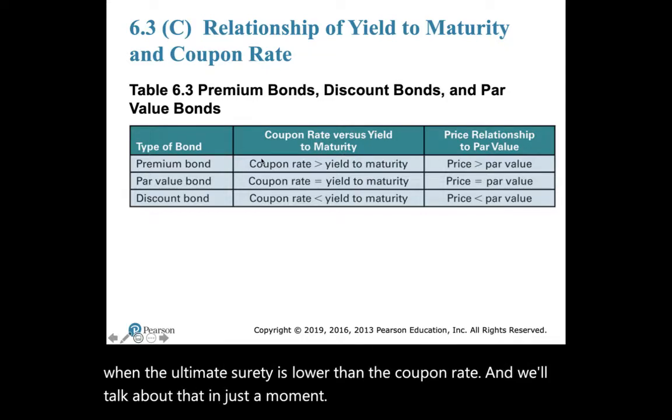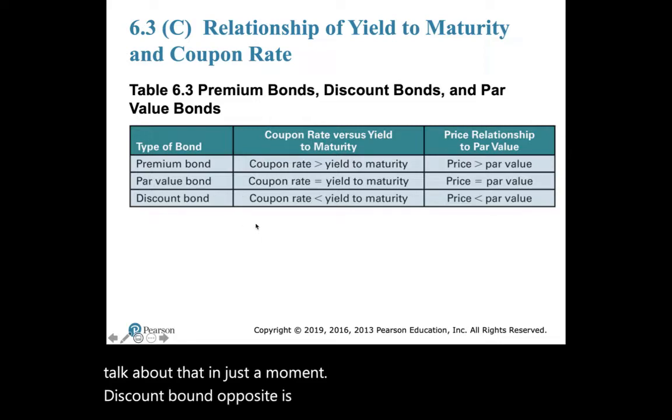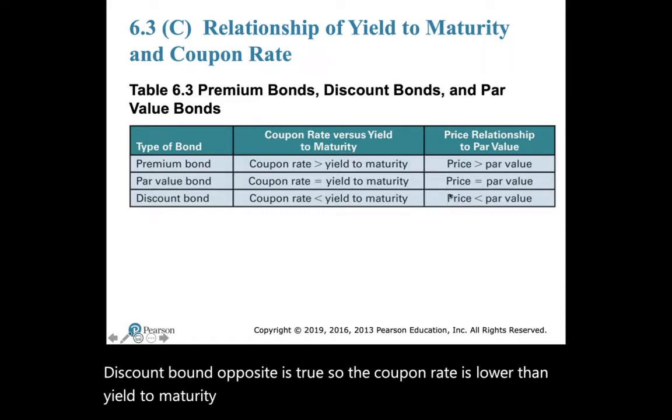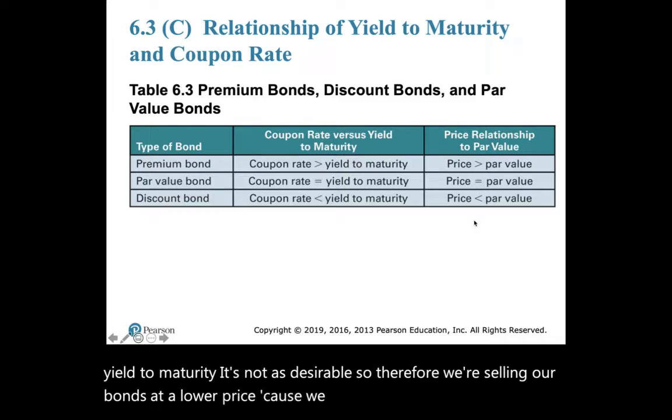Now when we're looking at a discount bond, and really just to keep it simple, think of a premium bond, there's more demand for it because it's a better investment option when the yield to maturity is lower than the coupon rate. And we'll talk about that in just a moment. Discount bond, opposite is true. So the coupon rate is lower than the yield to maturity. It's not as desirable. So therefore, we're selling our bonds at a lower price because we can basically get a better option out there.